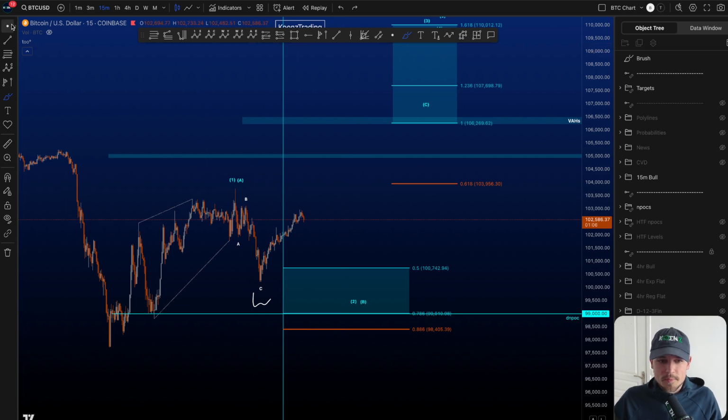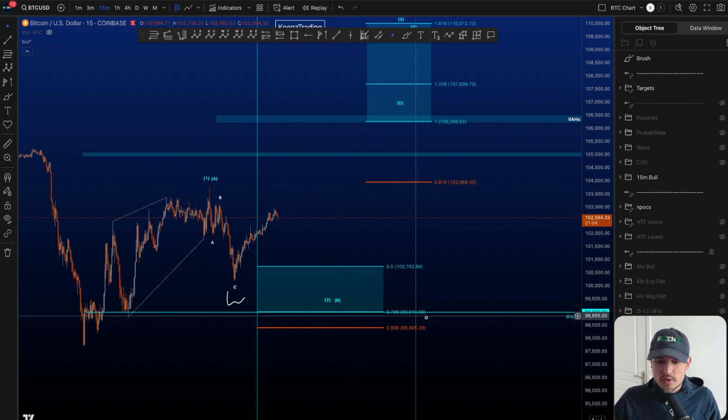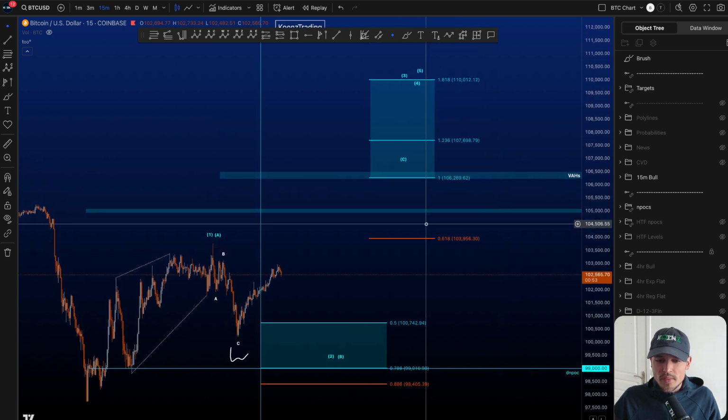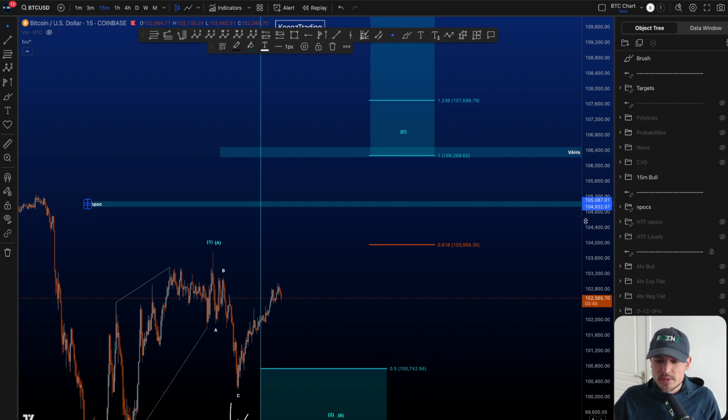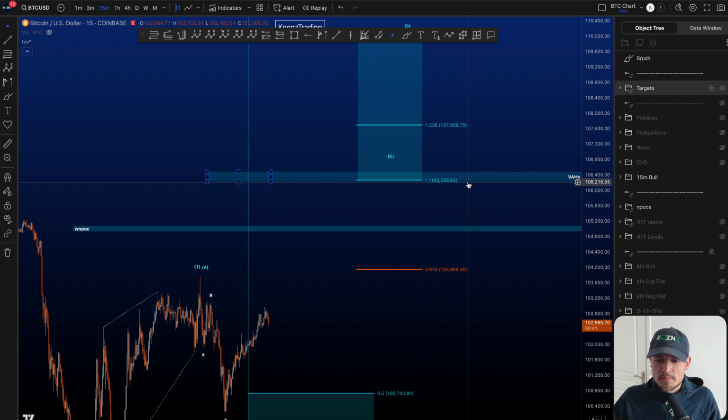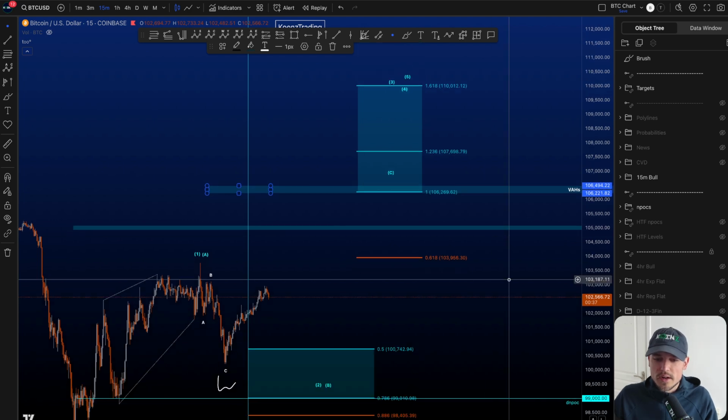Now the most important support to the downside is in confluence with the 0.786 Fibonacci, taken from the low to the high of wave 1 or A, which is the daily naked point of control at 99K. And to the upside, we have two blue boxes here, two areas of resistance. Around 105K, we have some resistance. The weekly naked point of control sits in that area. And then just above, we have this blue box, 106.2 to 106.5K.